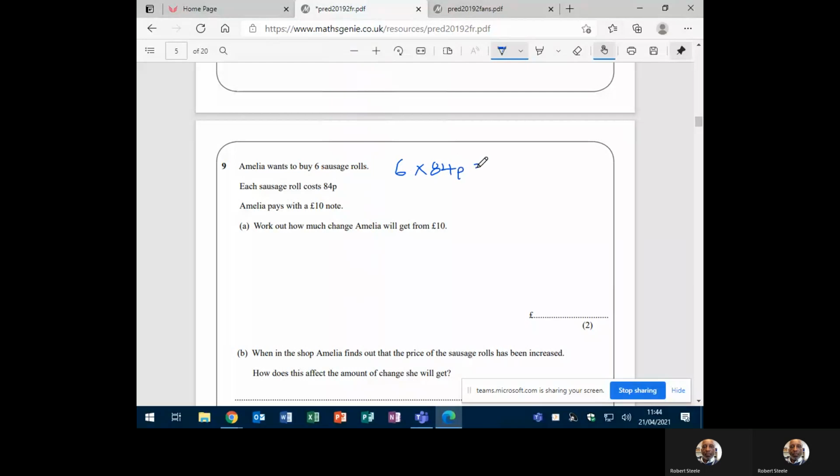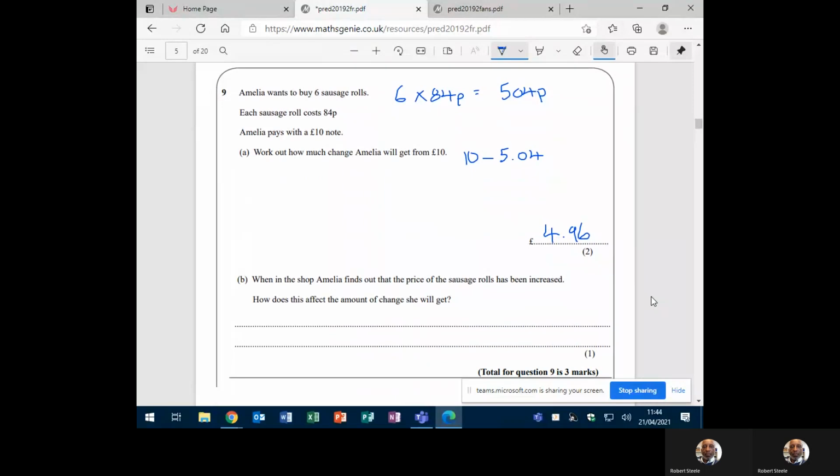If you do that, you will find that the answer is 504, which as pounds and pence is £5 and 4 pence. So then if you take £5 and 4 pence away from £10, you'll be left with £4.96. So that's what we will be looking for there.